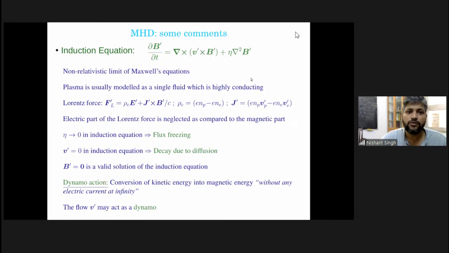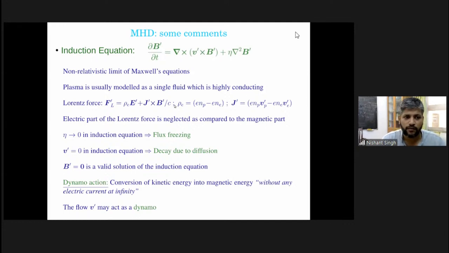But nevertheless, if you take the non-relativistic limit of Maxwell's equations, you can write down an evolution equation for the magnetic field, by the name induction equation. There is an inductive term, then there is a dissipative term. This shows you that in the presence of dissipation, the motions could in principle support magnetic field. They could lead to the growth of magnetic field, if these turbulent motions have certain properties and symmetries.